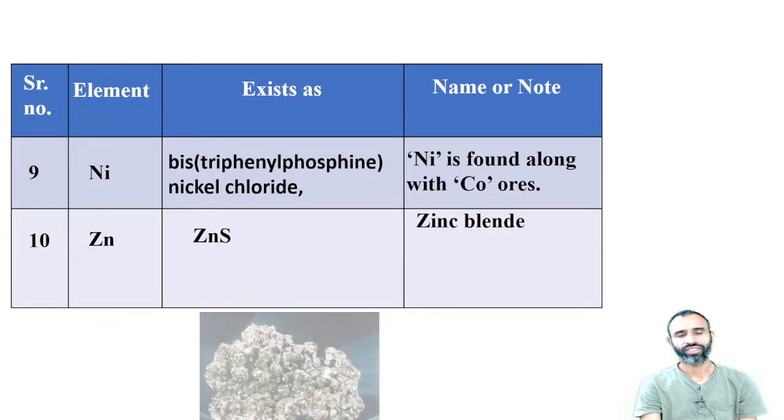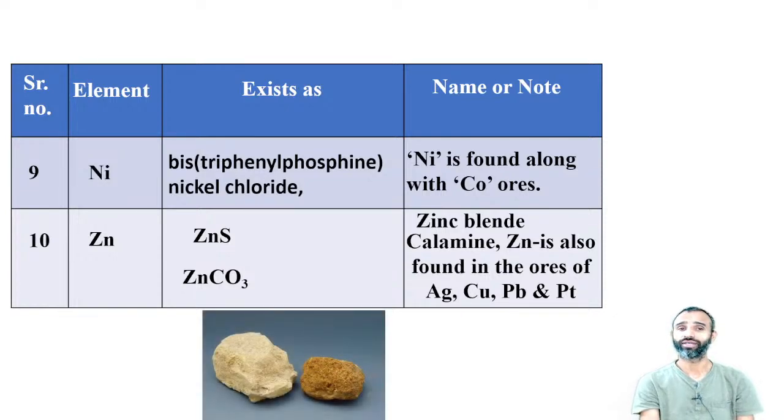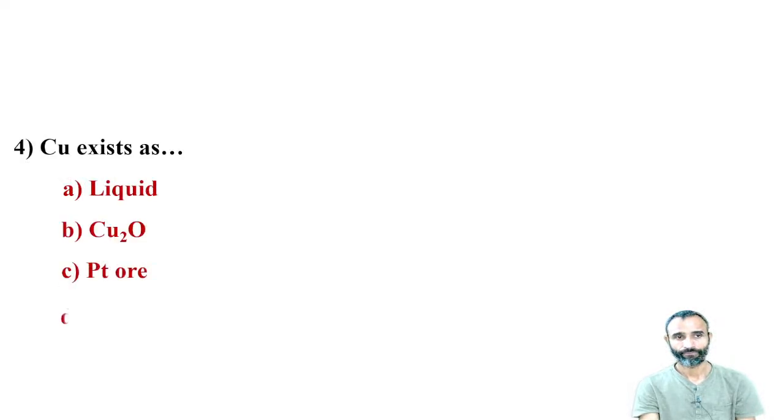Nickel. Zinc blende, that is important. Zinc carbonate, calamine. Zinc is also found in the ores of silver, copper, lead and platinum. Copper exists as Cu.